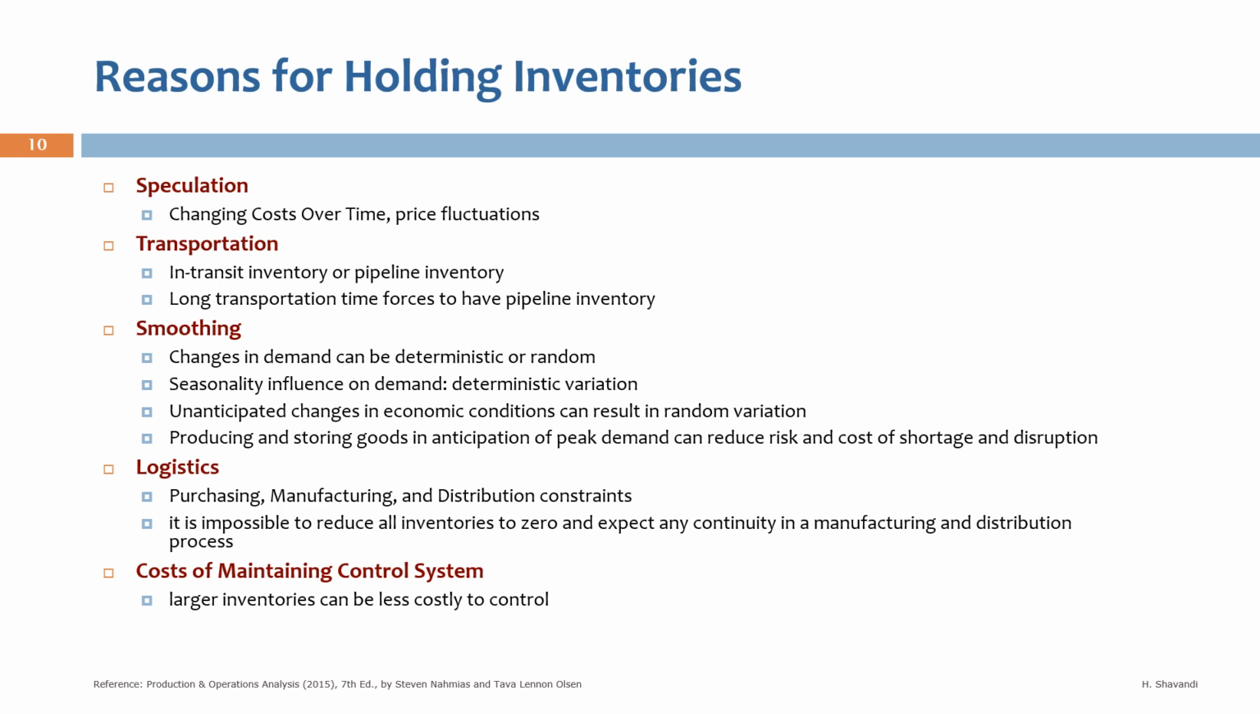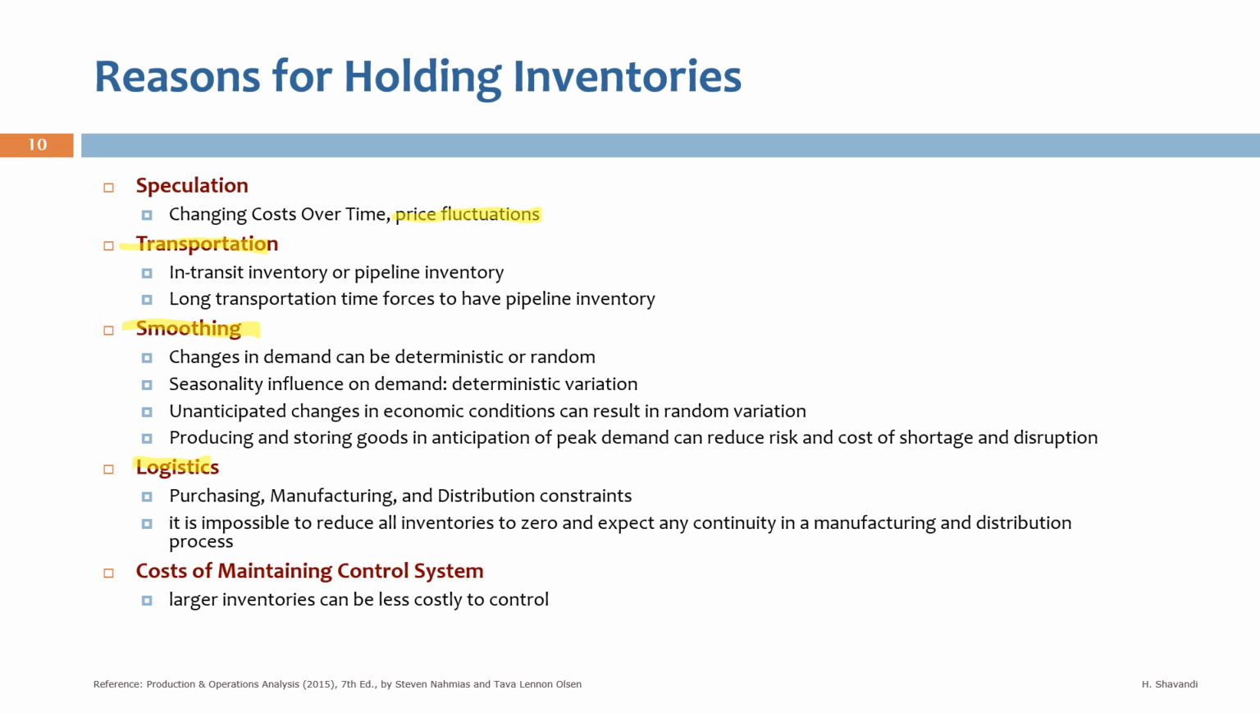The other reasons for holding inventories could be speculation, changing costs over time or price fluctuations, and transportation. We have some risks in transportation, so in order to mitigate those risks, we need to have inventories. Smoothing: if we don't have inventory, we may face sharp changes in our production level, in our demand, and so on, but by having inventory, we can smooth those changes. And in logistics, in the distribution network and supply network, we will have some constraints and risks.